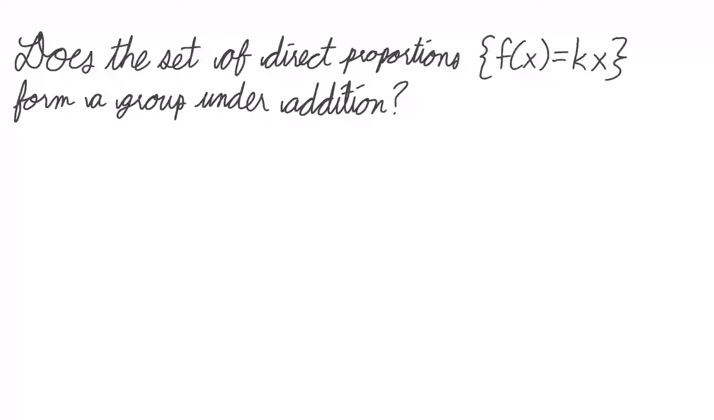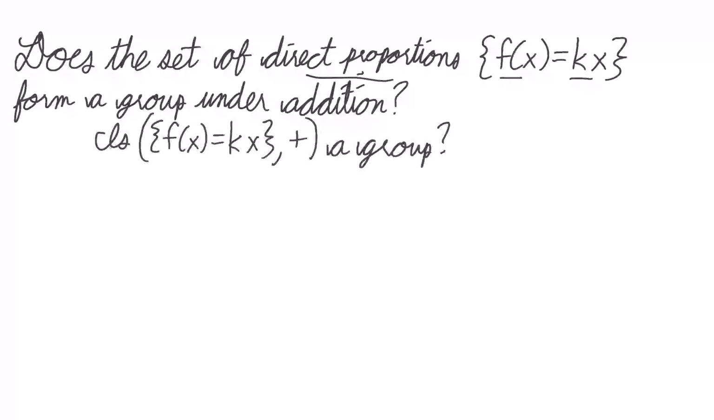So the question we're dealing with in this video is, does the set of direct proportions, that's functions in the form f of x equals k times x, where k is some number, form a group under addition? Another way you can say that is, is f of x equals kx a group? So is that set a group?